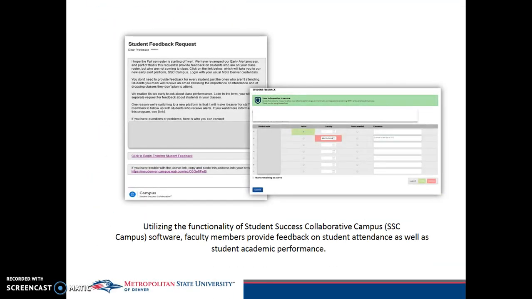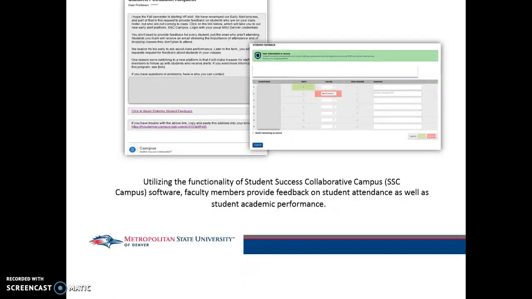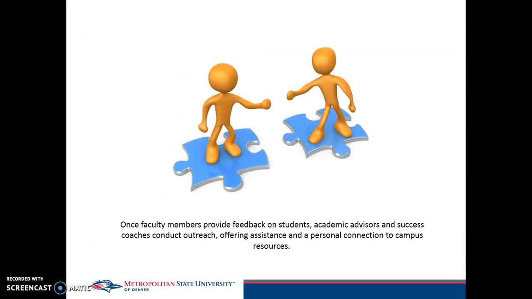Utilizing the functionality of Student Success Collaborative Campus software, faculty members provide feedback on student attendance as well as student academic performance. Once faculty members provide feedback on students, academic advisors and success coaches conduct outreach, offering assistance and a personal connection to campus resources.